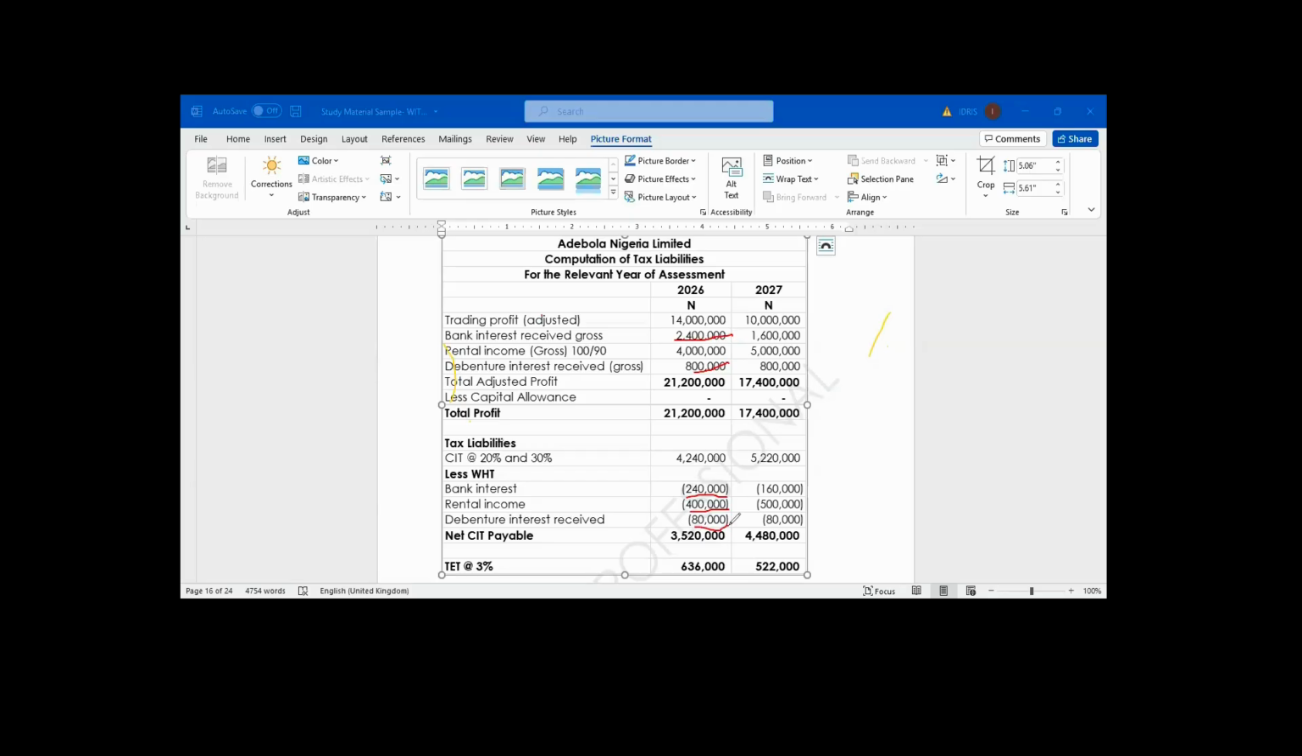At the end of the day, if we minus all the withholding tax from the CIT of 4,240,000, that is the company income tax you're supposed to pay. Because tax has been deducted on this income at source, you have to minus the withholding tax. That means the net CIT you are going to pay to the tax authority is going to be 3,520,000.